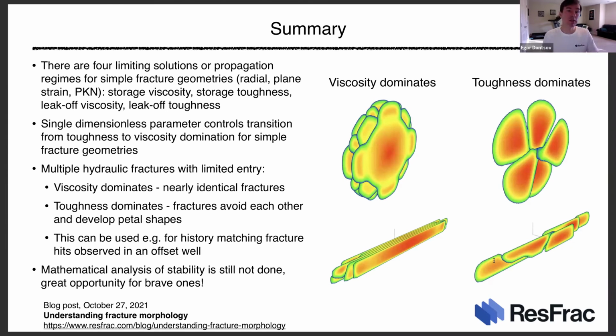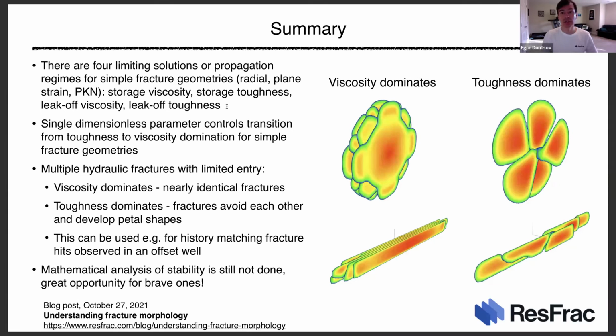So I want to remind you, in terms of the analysis, we always want to scale things down, even for multiple fractures, no matter how complex the problem is, to the simplest problem we can still analyze, because we can learn a lot from simple problems. And so for simple fracture geometry, such as radial or even plane strain, we didn't talk much about it, but in PKN, there are four limiting solutions, right? The four limits for a single fracture, which are storage viscosity, storage toughness, leak-off viscosity, and leak-off toughness.